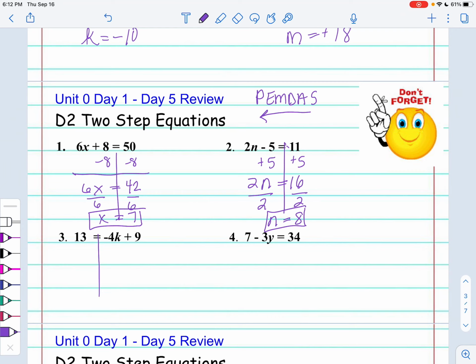For number 3, same idea. I'm going to subtract 9 first. And then divide both sides by -4. And I get k equals -1.